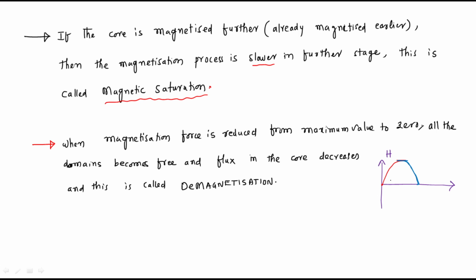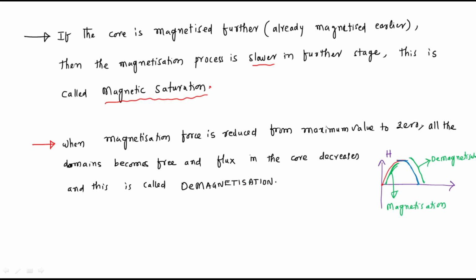So this portion is nothing but magnetization. And from maximum to zero, this portion is nothing but demagnetization. So this is the concept of magnetization and demagnetization.